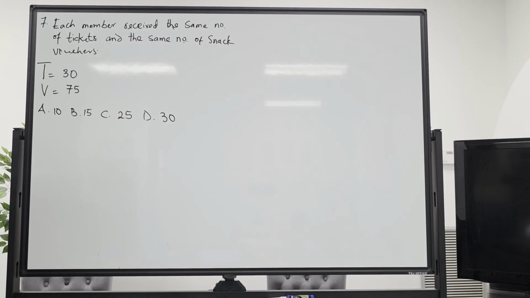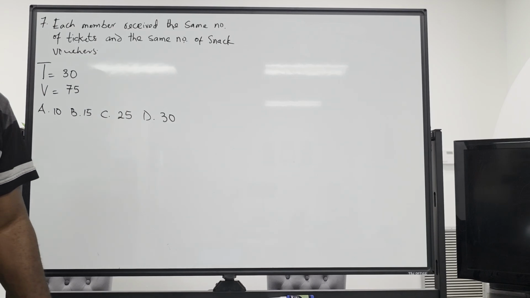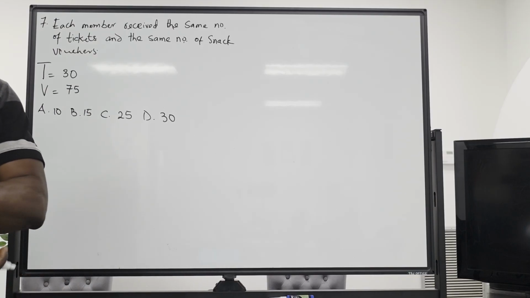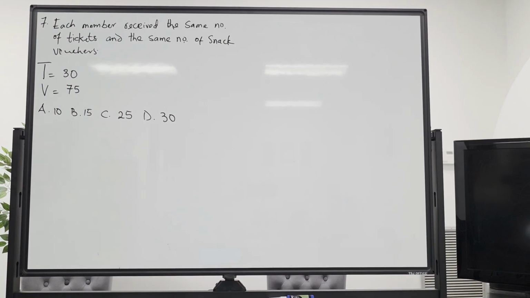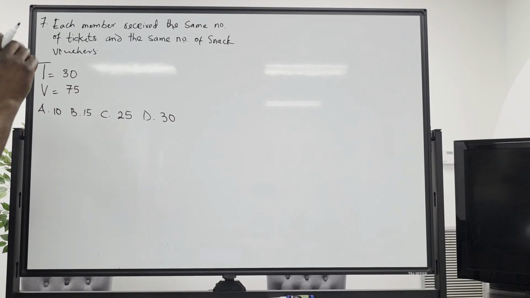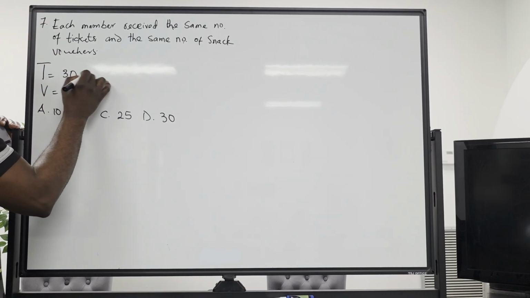The total number of tickets she gave to our group was 30, and the total number of snack vouchers was 75. Which of the following could be the number of members in Levon's work group? This looks like a highest common factor, since you have two numbers, right? And everything is equal. So what are the factors of 30?